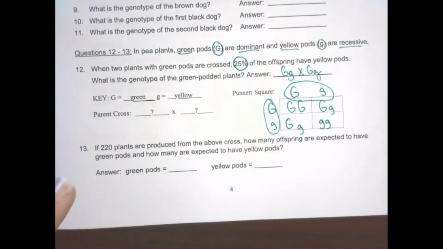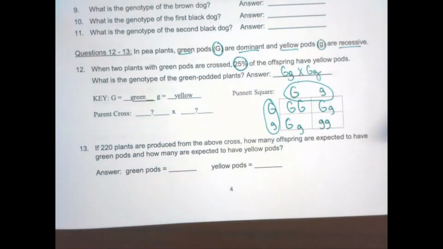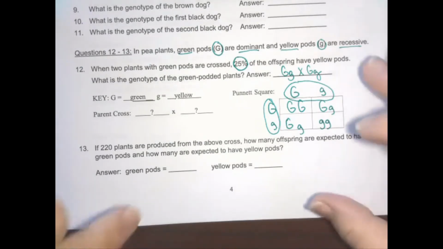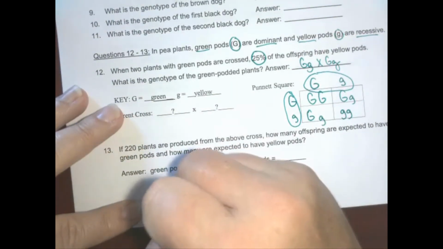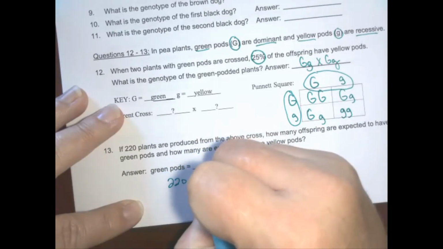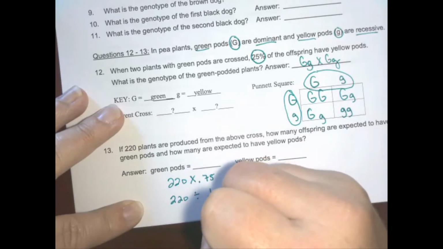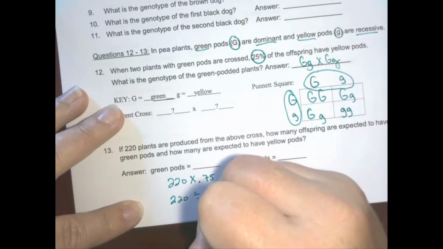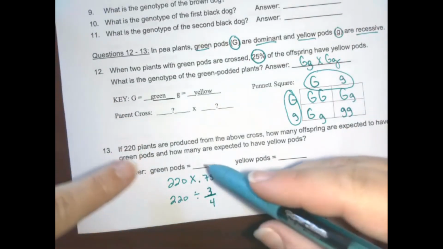Now, for 13, it says if 220 plants are produced from the above cross, so this cross right here, how many offspring are expected to have green pods and how many are expected to have yellow pods? Guys, you have to take the percentage. There's 220 plants. So the green pods are going to be the 75%. So if you did 220 times 0.75, or you could do 220 divided by 3/4. You could use a calculator for that. That'll give you the number that needs to go here.